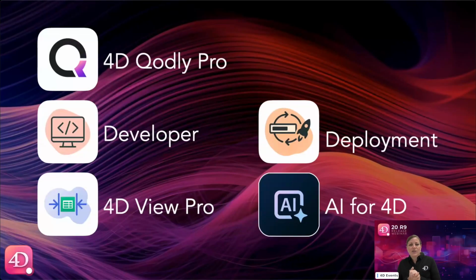Let's see what's on the agenda. So we will start with 4D Qodly Pro, where we have some exciting news and demos to share. Next, we'll explore what's new for developers, diving into the latest enhancements to the 4D development environment. Then, a new deployment feature, especially for macOS. We'll wrap up with the new capabilities in 4D View Pro. And finally, we will finish with a new part about AI for 4D and a special sneak peek at the end of this webinar.